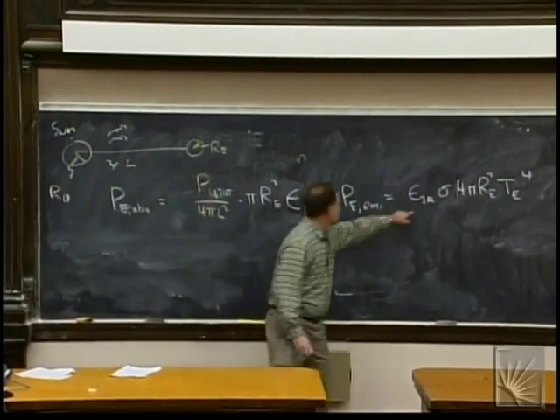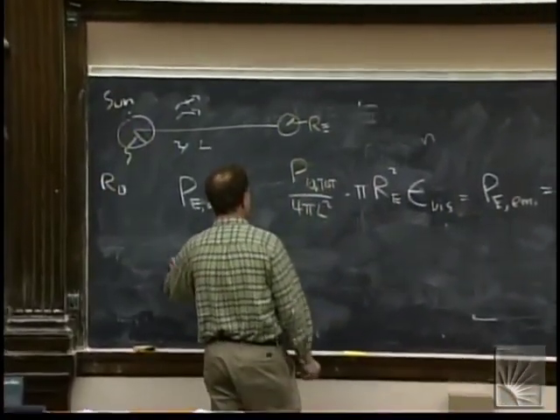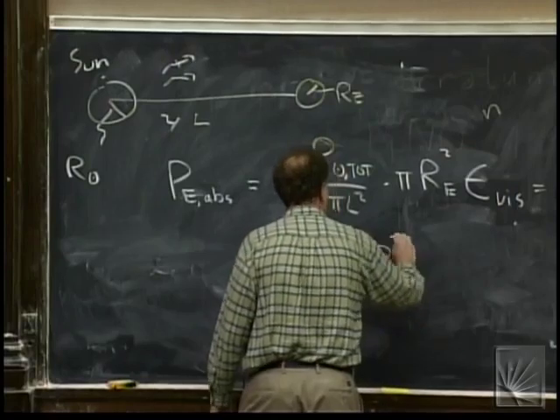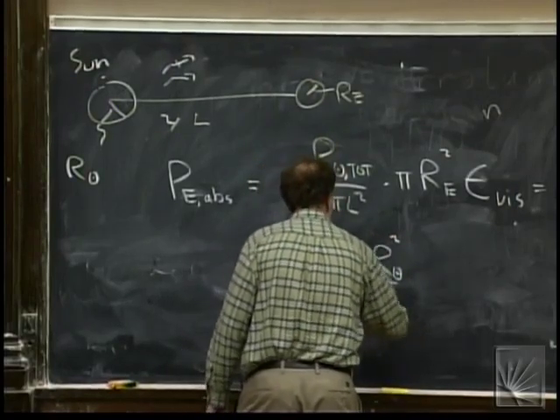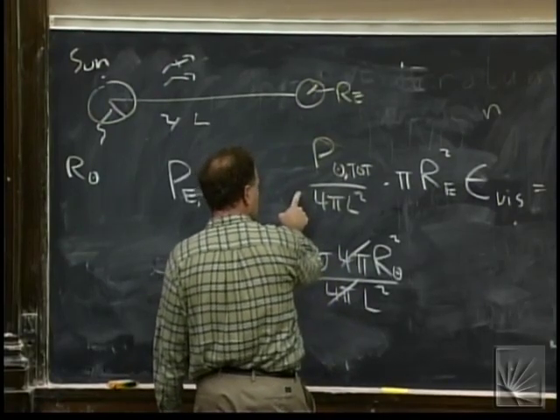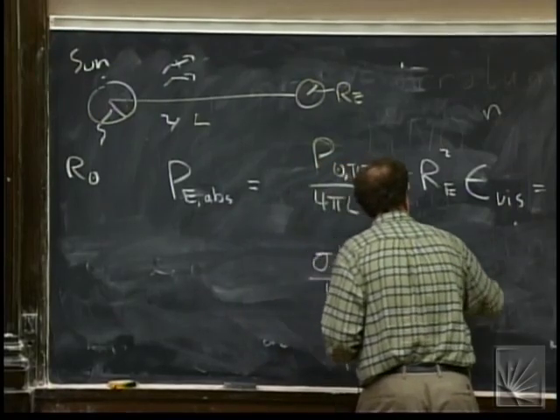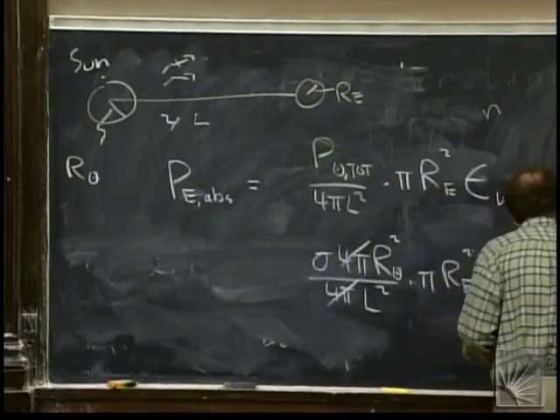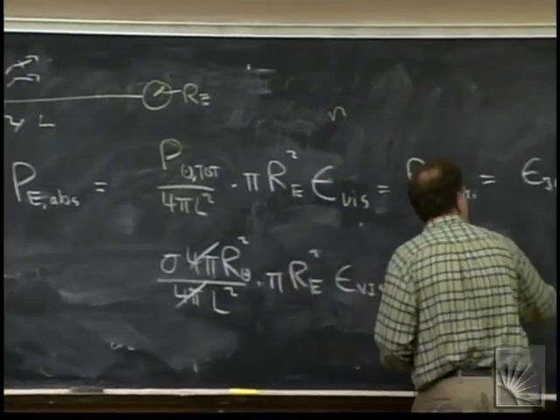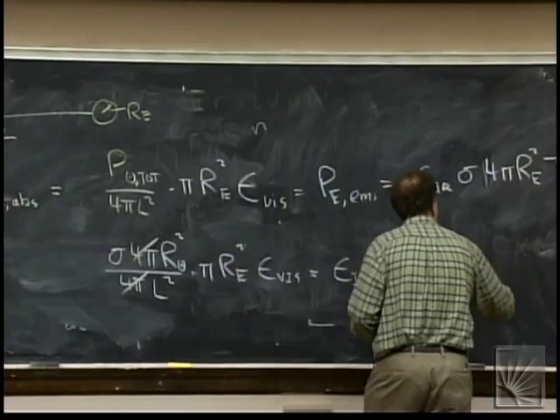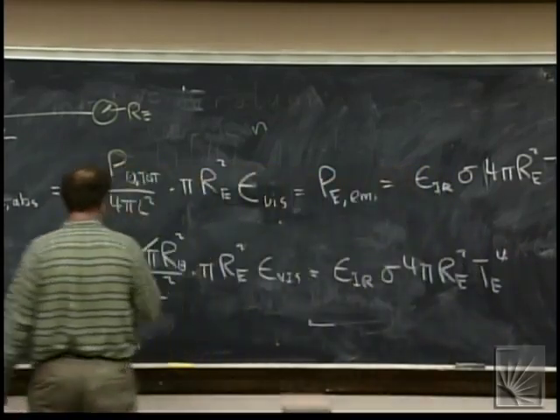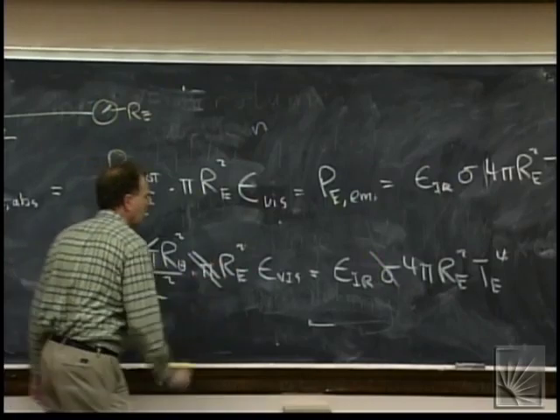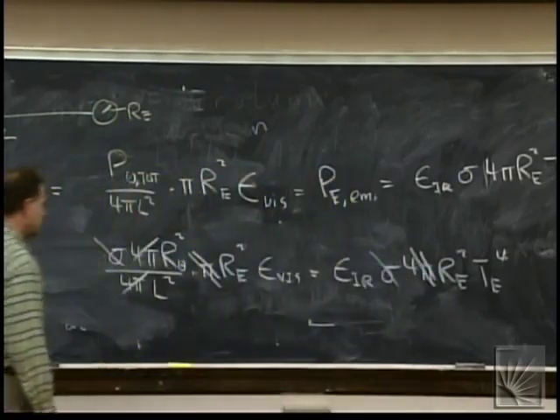So let me just equate this and this. I didn't write out the power from the sun. The power from the sun was sigma 4 pi r sun squared divided by 4 pi L squared. The 4 pi goes away. There was emissivity, which was 1 for the sun. There's still pi r Earth squared. How much the Earth absorbs in the visible equals how much the Earth emits in the infrared, sigma 4 pi r Earth squared T Earth to the fourth. Sigma cancels out. And there's a pi left over here, which can cancel that pi there. And that's it. That's as simple as I can get.